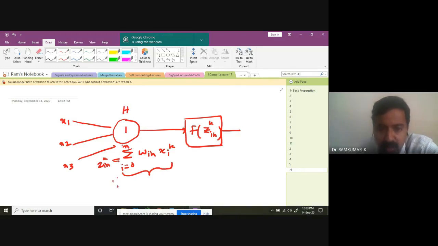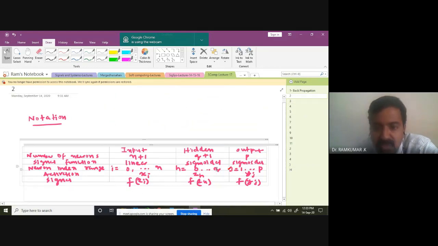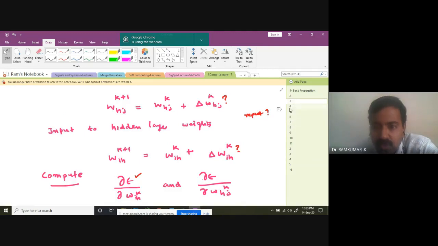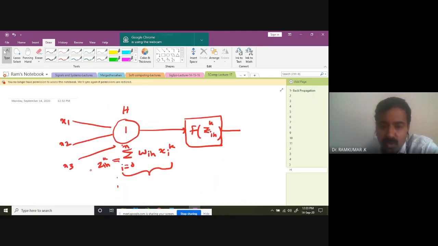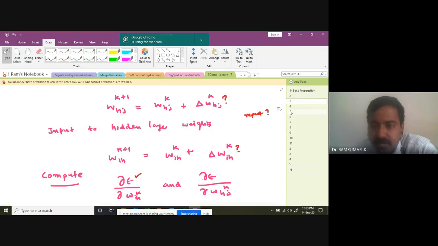So how many such neurons do we have in the hidden layer? Look carefully here. We have Q such neurons in the hidden layer. So we have to compute for all the Q neurons like this. Everything is passed through the same function. H is going to take the value up to Q, and here it is going to be I.